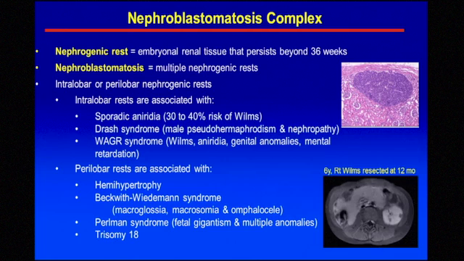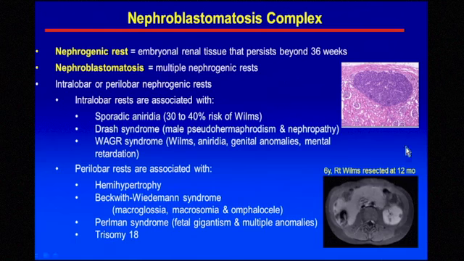just by imaging. For the intralobar form, there are associations with sporadic aniridia with a fairly high Wilms tumor risk, Drash syndrome, which includes male pseudohermaphroditism and nephropathy, WAGR syndrome, which is an acronym for Wilms, aniridia, genital anomalies, and mental retardation. And for the perilobar form, there is association with hemihypertrophy, Beckwith-Wiedemann, which includes macroglossia, macrosomia, and omphalocele, a diagnosis that can be made prenatally, Perlman syndrome, and trisomy 18.